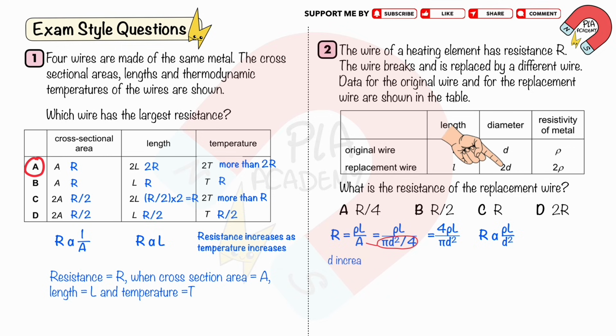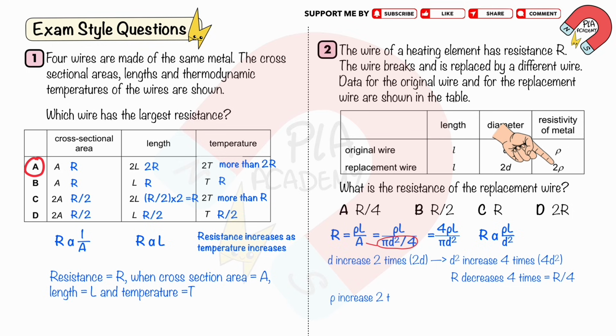The diameter d increases 2 times, so d squared increases 4 times, causing the resistance of the replacement wire to decrease 4 times, resulting in 1/4 R. The resistivity ρ increases 2 times, causing the resistance of the replacement wire to increase 2 times, resulting in 1/2 R. So, B is correct.